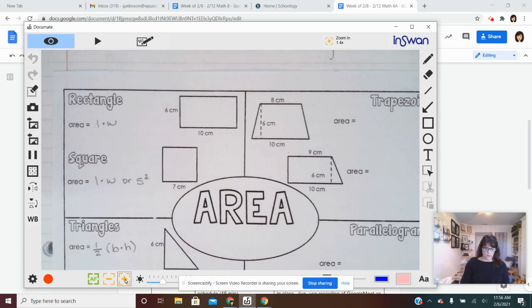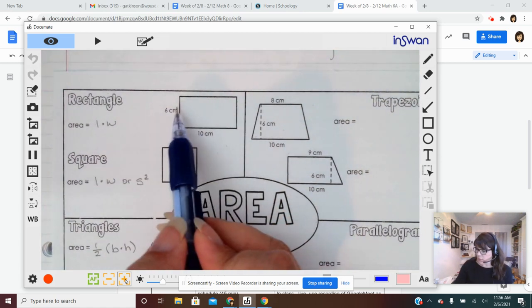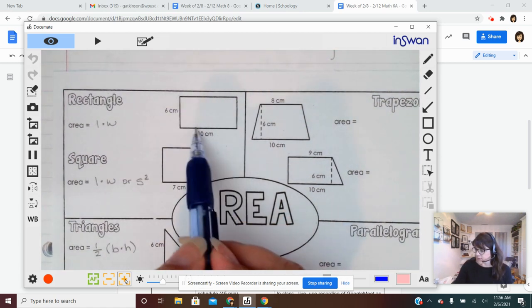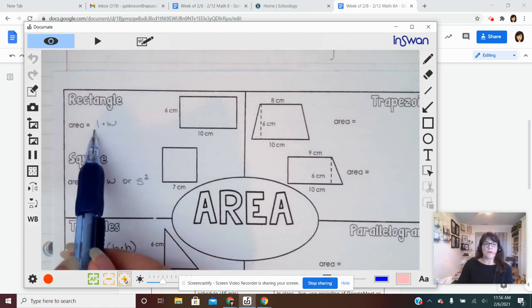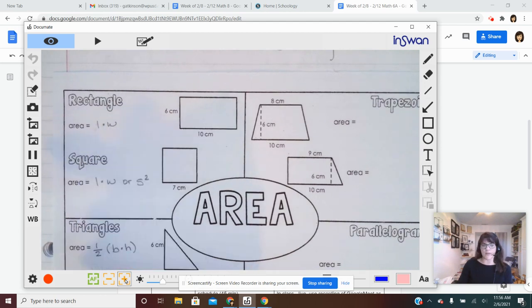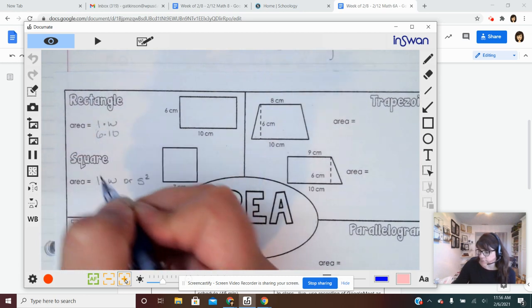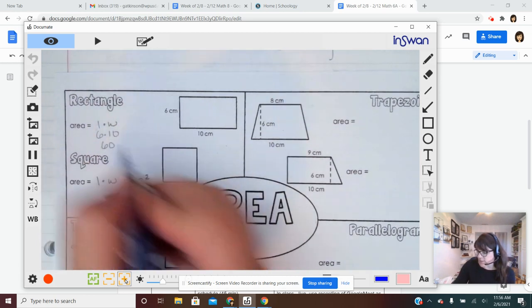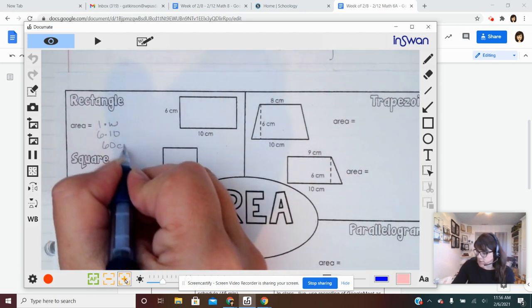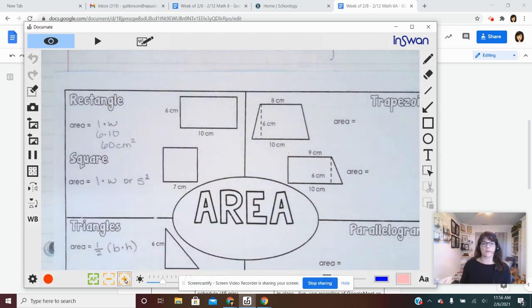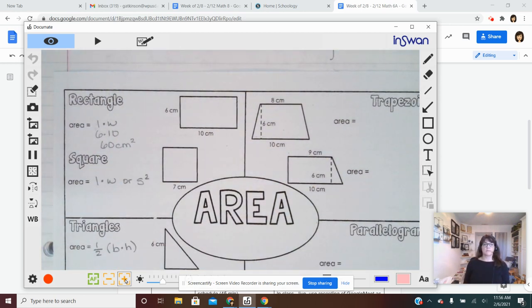Okay. On this one, the rectangle is 6 centimeters by 10 centimeters. The formula is length times width. So I would write down 6 times 10, and then I would write down 60 centimeters squared. Okay? Showing my thinking the whole way.